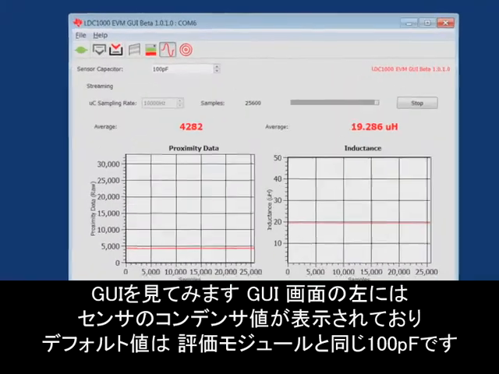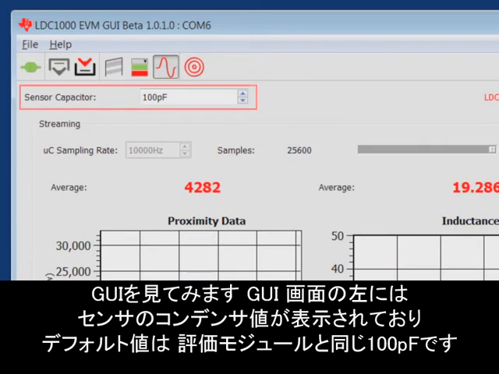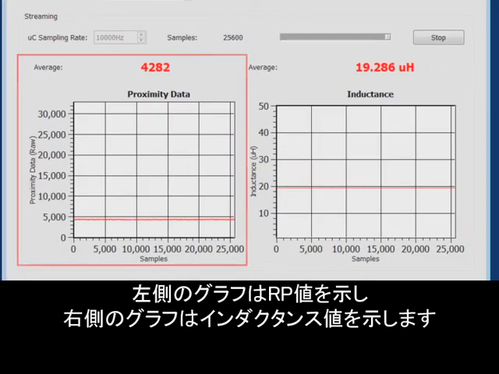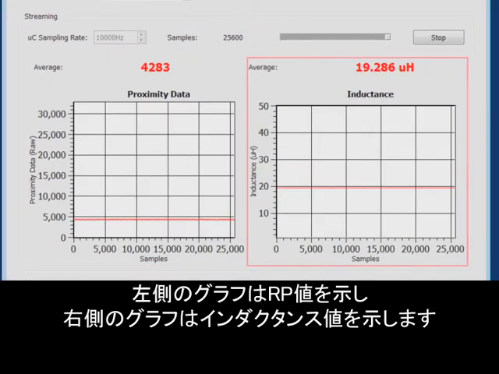the top left part of the GUI is where we have the sensor capacitor value. By default it is 100 picofarads as in the EVM. The graph on the left is indicative of the RP value, and the graph on the right is indicative of the inductance value.